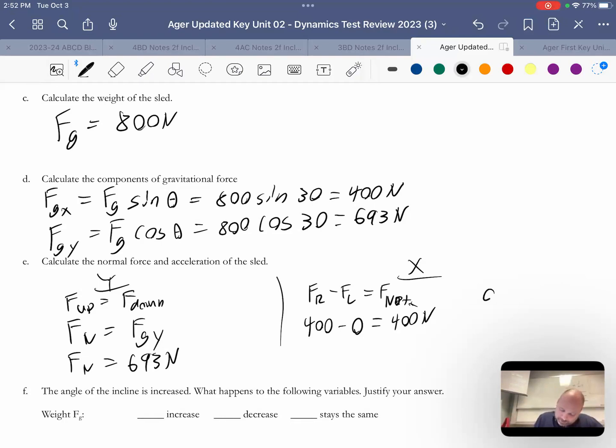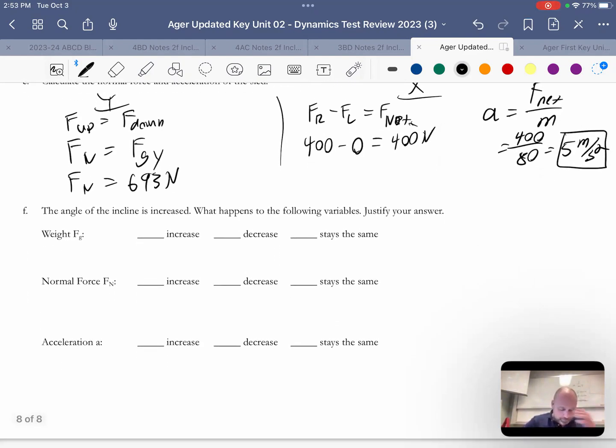So we'll say acceleration, how much? Well, acceleration is F net divided by the mass of the object. So it's going to equal 400 divided by 800, not 800, 80, because it's the mass, not the weight. And that is 5 meters per second squared. So it has an acceleration down the plane of 5 meters per second squared. All right.